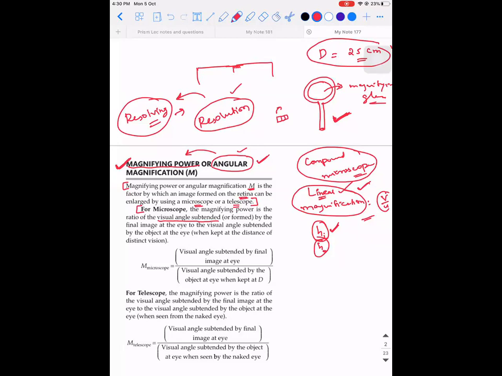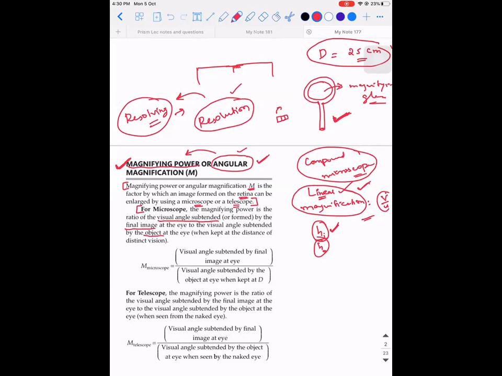What angle are they trying to speak about? They are trying to speak about visual angle. So visual angle subtended by whom? Magnification is like efficiency. Efficiency is output by input. So here what are we trying to say? Ratio of the visual angle subtended by the final image at the eye to the visual angle subtended by the object at the eye.